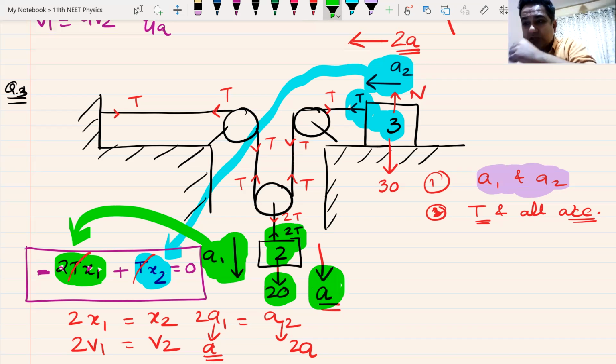Can I have the green equation? Equation for 2 kg block. What will be the equation for the 2 kg block? It's in green. Who will tell me this equation? Twenty is downwards, 2t is upwards, acceleration is downwards. Can I have the equation, please?